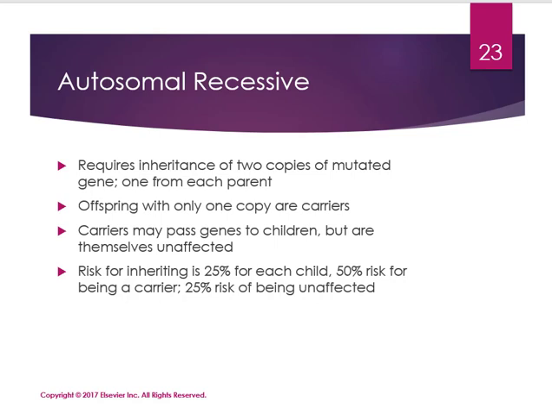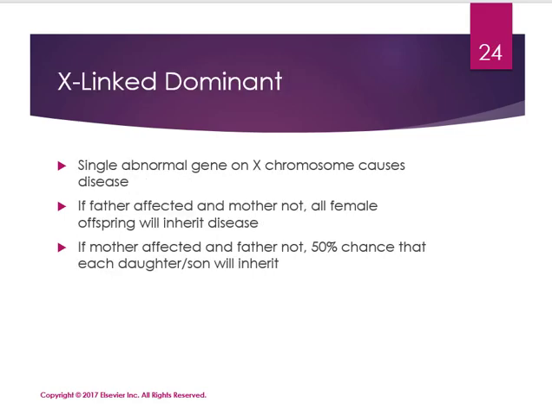And so offspring with only 1 copy are considered carriers, and carriers may pass the genes to their children but are themselves unaffected. So the risk for inheriting is 25% for each child, a 50% risk for being a carrier, and a 25% risk of being unaffected. Examples of autosomal recessive disorders include cystic fibrosis, thalassemia, and sickle cell anemia.